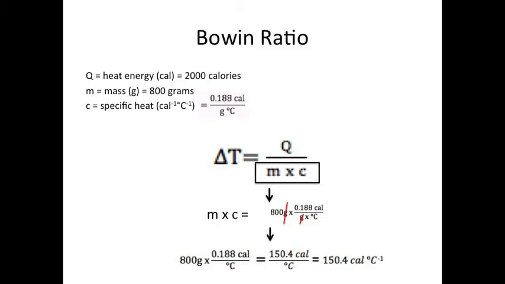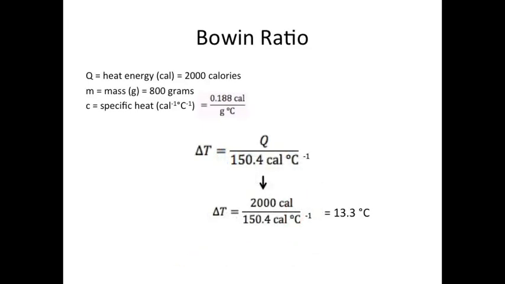Let's start with the bottom part, M times C. M times C equals 800 grams times 0.188 calories divided by grams times degrees Celsius. The grams are going to cancel because you have one on top and one on the bottom. So you have 800 times 0.188 calories over degrees Celsius. When you multiply across, 800 times 0.188, you get 150.4 calories per degree Celsius.